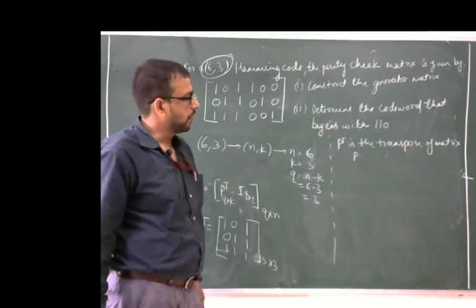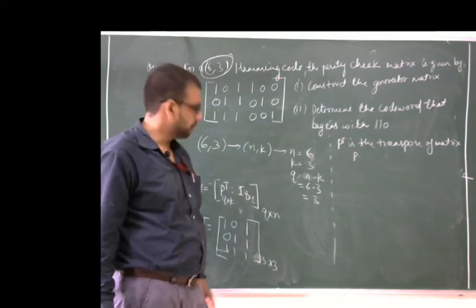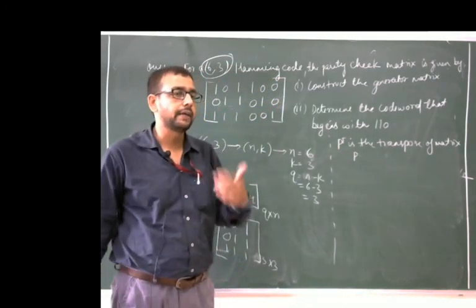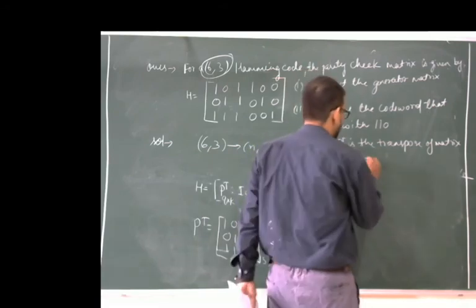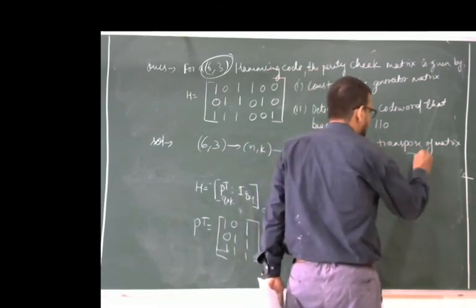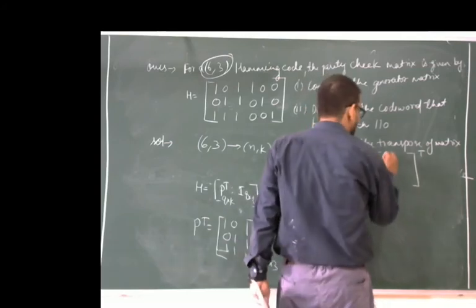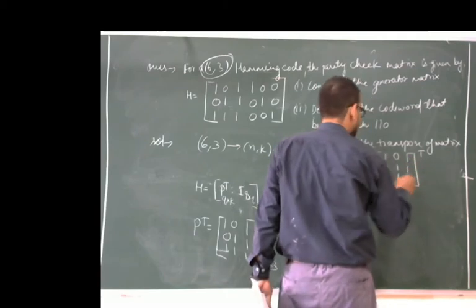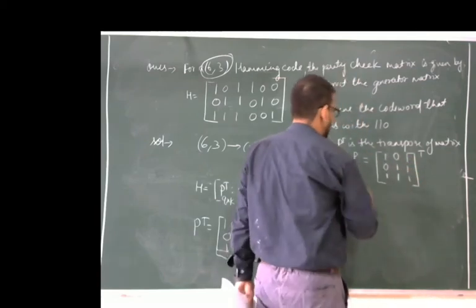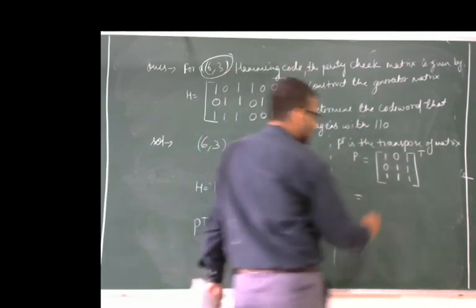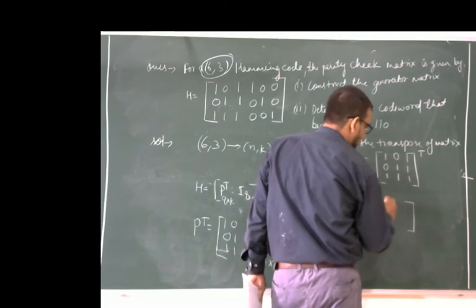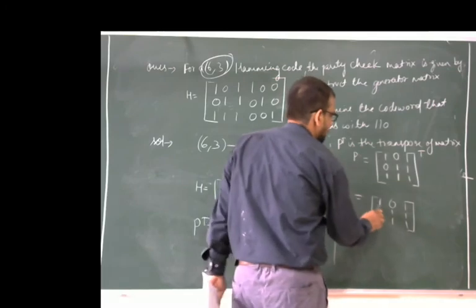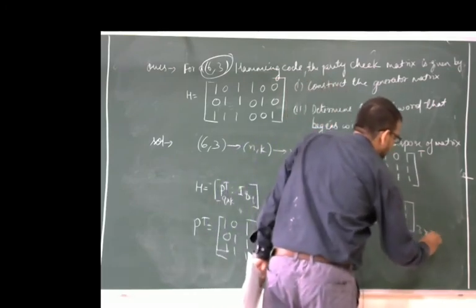Now for the generator matrix we have to calculate P. Here we can see that P transpose is the transpose of matrix P, so we take P transpose again. P is written as the transpose of 101, 011 and 111. If you take the transpose, rows are converted into columns and columns into rows. Here we get the matrix 101, 011 and 111. You got the matrix, and it is also of order 3 cross 3.